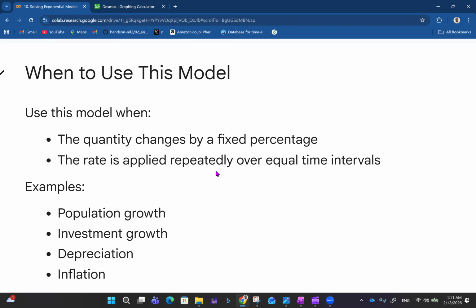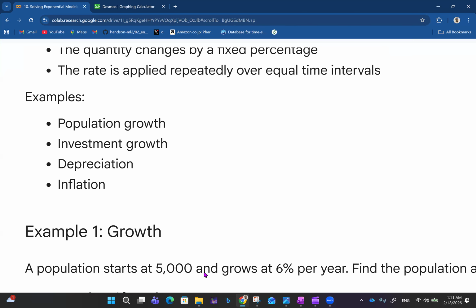you have the rate applied repeatedly over equal time intervals, and the quantity changes by a fixed percentage. So you can have examples in population growth, investment, compound interest, depreciation of an asset, inflation, and things like that. As far as those two conditions are met: a fixed percentage repeated over equal time intervals.